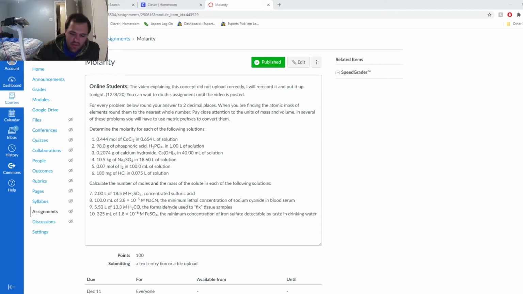So it's telling us there in number 7 that we have 2 liters of an 18.5 molar solution of sulfuric acid, which is H2SO4.